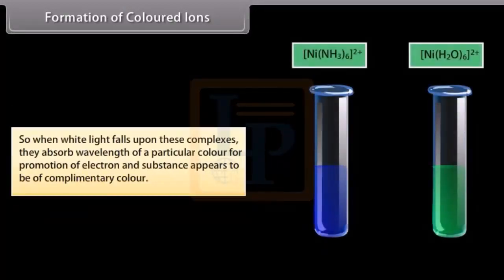So, when white light falls upon these complexes, they absorb wavelength of a particular color for promotion of electron and substance appears to be of complementary color.